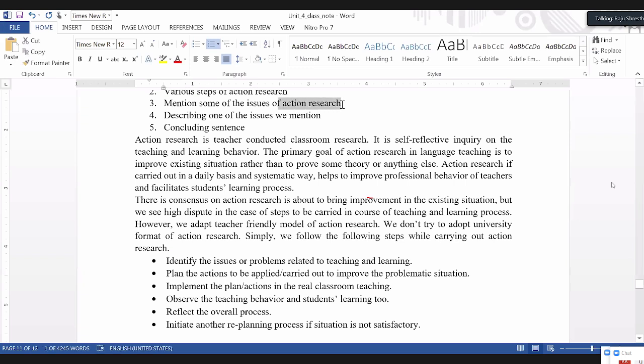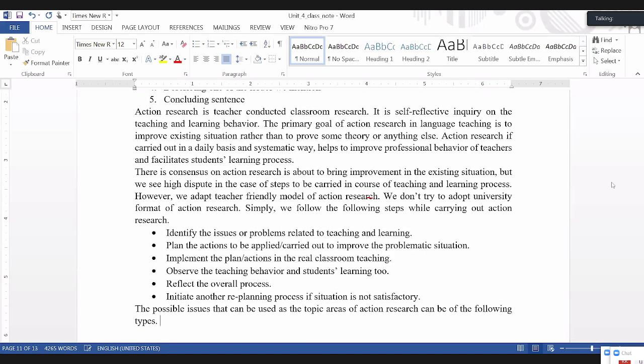Now, the third point. What is the third point? Mention some of the issues. Now, the possible issues that can be used as the topic areas of action research can be of the following types. They are, again you go to the board.